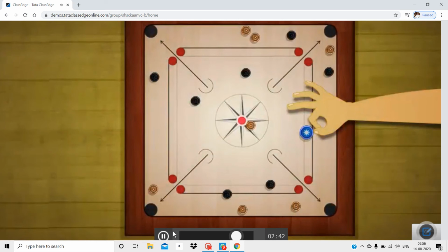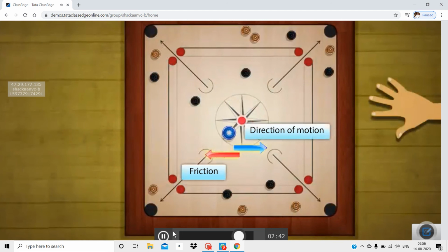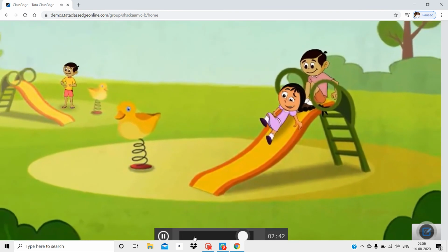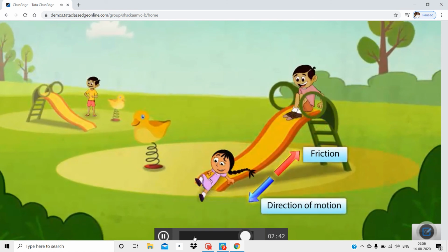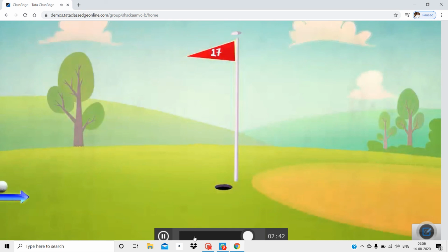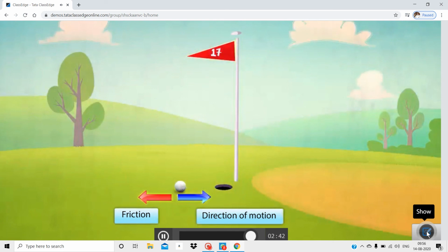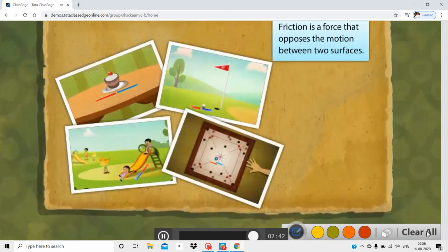Now, let's look at some examples of friction. The surface of the carom board exerts frictional force on the striker, thereby causing it to slow down. The frictional force on the surface of the slide slows down the speed of the child sliding. And the golf course opposes the motion of the ball and brings it to a halt. So, friction is a force that opposes the motion between two surfaces.